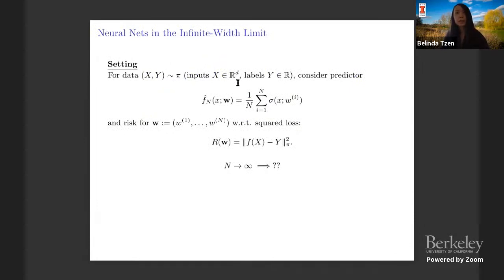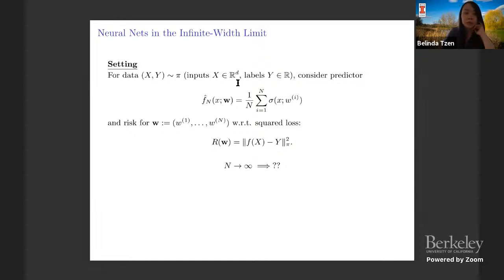So to get started, let me just set up the problem. We're interested in having a set of data, inputs X, labels Y in the reals, and some sort of predictor that is a sum of a nonlinear function of the data and weights over some very large set of weights. We're interested in evaluating this predictor relative to the squared loss and considering what happens as the number of neurons goes to infinity. So the mean field limit, where they're all exchangeable.